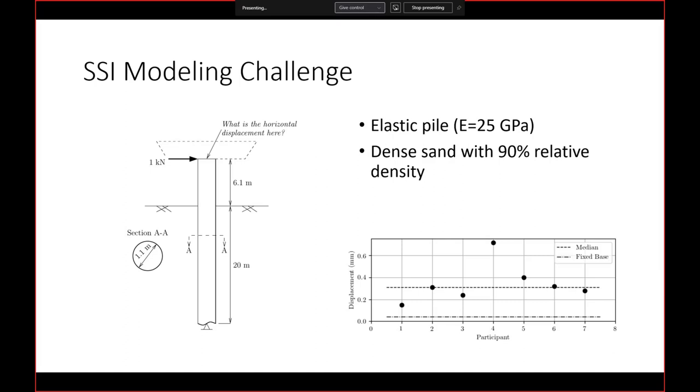But when we're looking at SSI, there's a pretty big range of responses from this challenge. This dashed line here is the median. This line down here is what happens if we just fix the base right here at 6.1 meters, and do the structural engineering approximation with a cantilever. So at least everyone was above that lower bound, which is good, I guess. But the point is, there's a lot of modeling variability, even for simple problems.